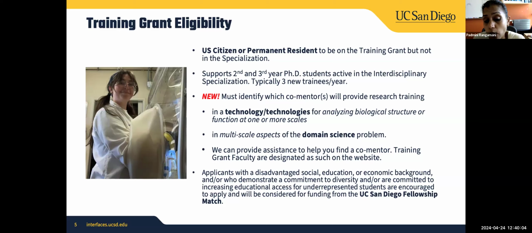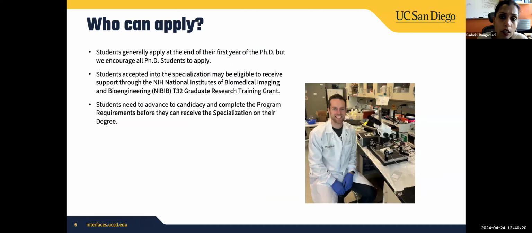But again, to emphasize, you don't have to be a US citizen or permanent resident to be a part of the graduate specialization. That education is open to everybody. This is a requirement only to be potentially considered for funding on the training grant. Okay, so in general, what does it say? Who can apply?